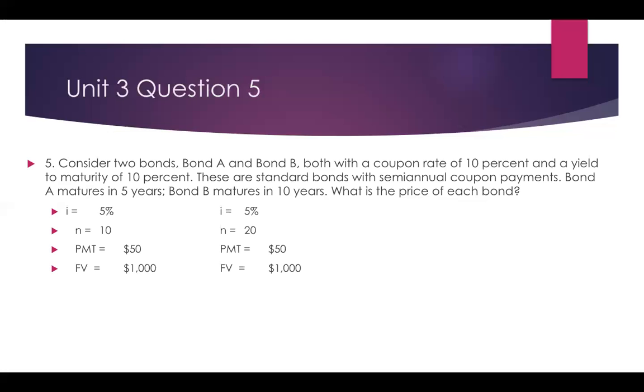Once again, you'll see here the information that we have. The reason I is 5 is because you do have to remember that this is a semi-annual coupon, which means that it's paid twice a year. We have our N, which is the number of years, 10 years in bond A, 20 years in bond B. And then we also know that the future value of a bond is always going to be 1,000.